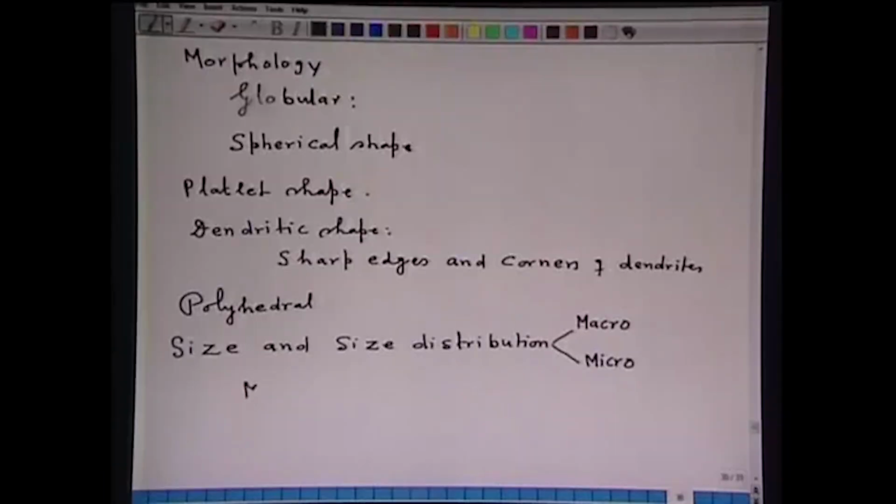Why? Because micro size inclusions may be beneficial. Why? They can restrict grain growth. When?